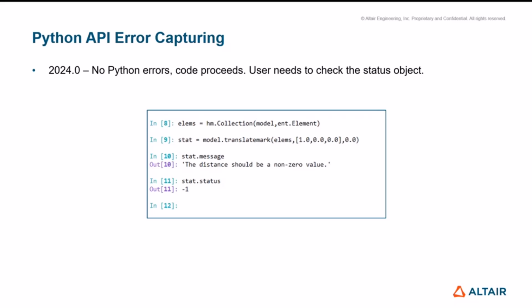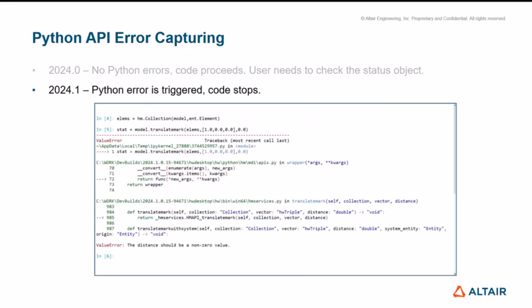So in 2024.0, as a user, what you need to do is either check the message. As you can see, it says the distance should be a non-zero value, or more importantly, you check the value of the status. If it's non-zero, which is pushed from the C++ code, that gives you an indication that an error actually was triggered. Of course, this is not an ideal behavior from the user's perspective. For example, if we compare it to HyperView or HyperGraph functions and methods, there we trigger a proper Python error. So we really wanted to bring the same behavior to HyperMesh client as well.